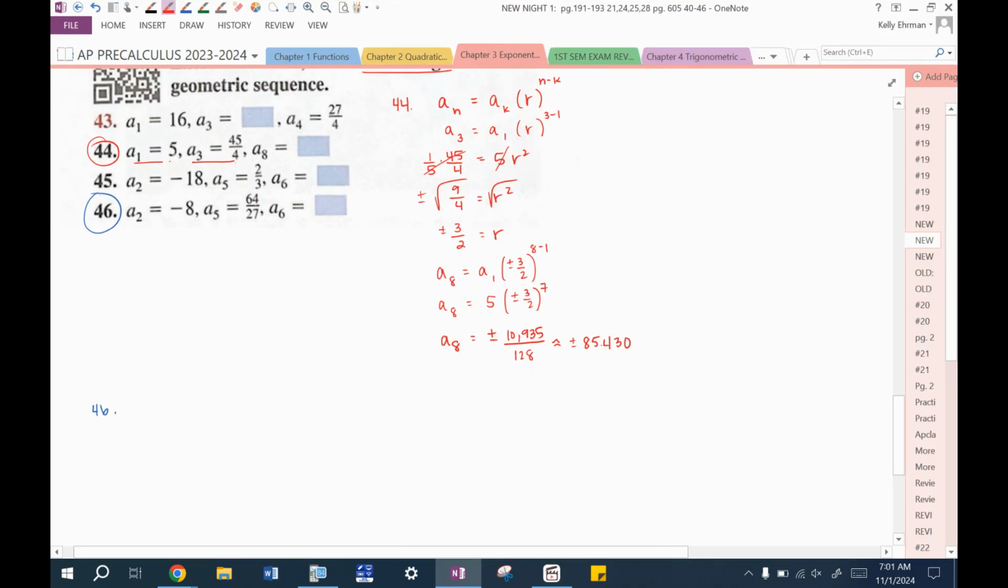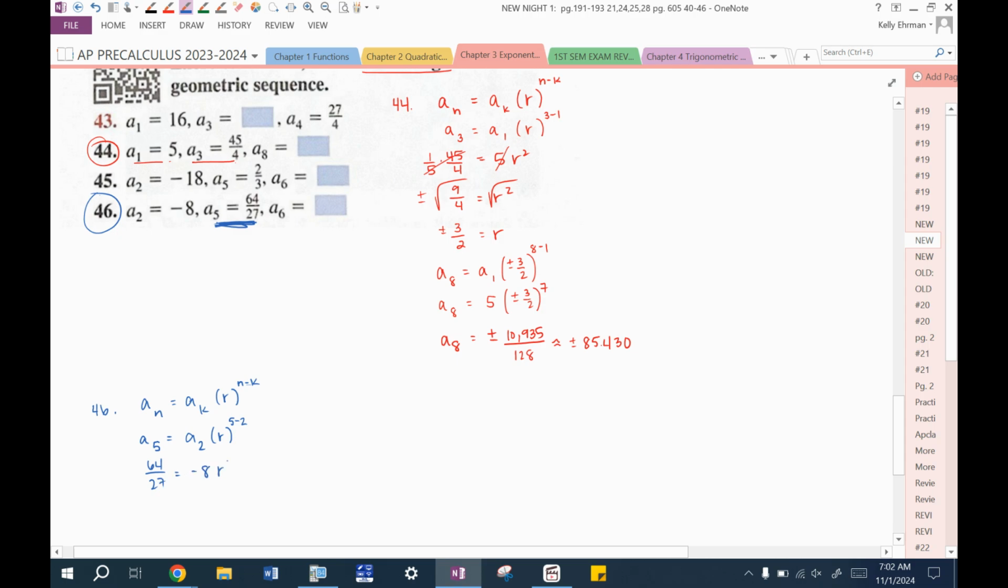Okay, what about 46? So here we're not given the first term, we're given the second and the fifth, and we need to find the 6th. So I like to just use my formula, set it up first with just the generic setup. So the higher term goes on the left here so that you're not getting a negative exponent. So a sub 5 equals a sub 2 times r to the 5 minus 2. So a sub 5 is 64 over 27. a sub 2 is negative 8.